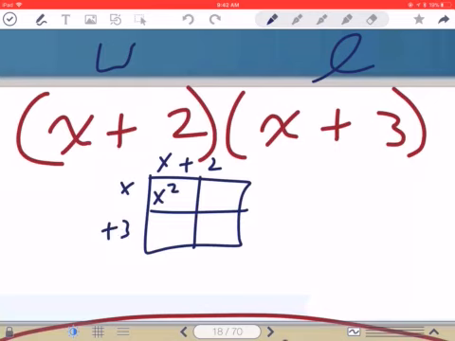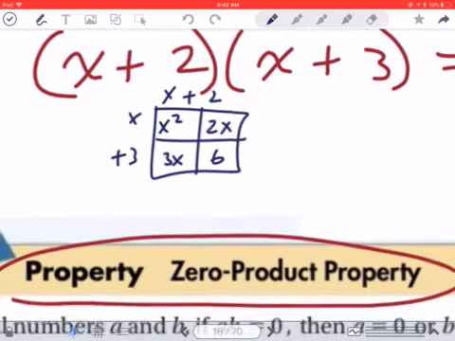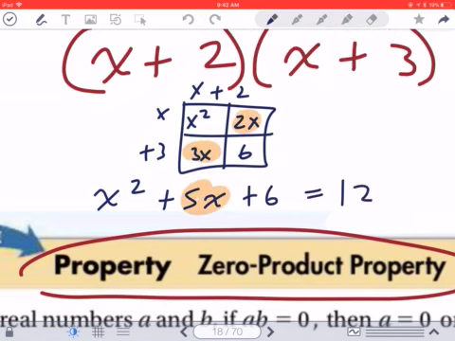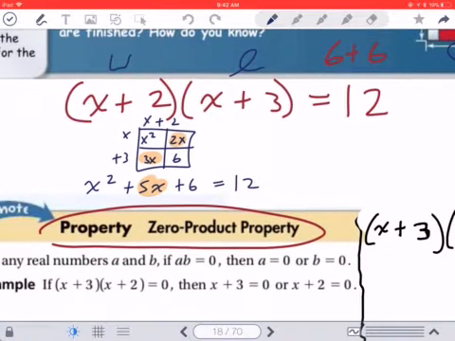So it's going to be x squared, 2x, 3x, and 6. So I'll rewrite that now as x squared plus 5x. Remember, this 5x is coming from 3x and 2x there, so 5x plus 6. And then that equals 12. It's going to have an area of 12 square feet.